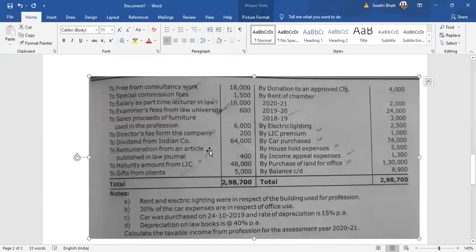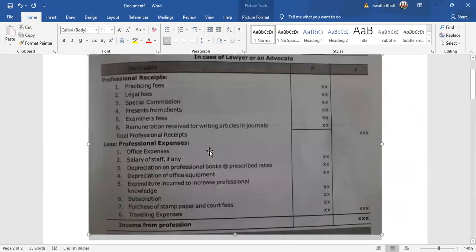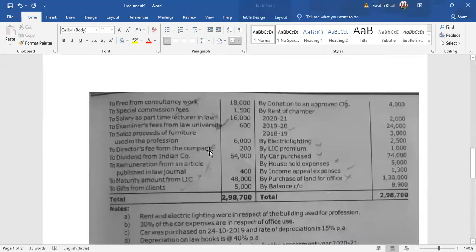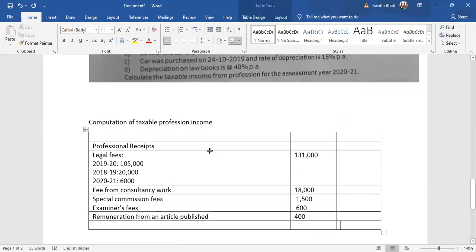The next item that we have is maturity amount from LIC. Again, it will not be included here. Last one is gift from clients. If you look at the format, presents or gifts from clients are also a professional receipt, which you will have to record over here. So gifts from clients, and the total gift is 5,000 rupees.